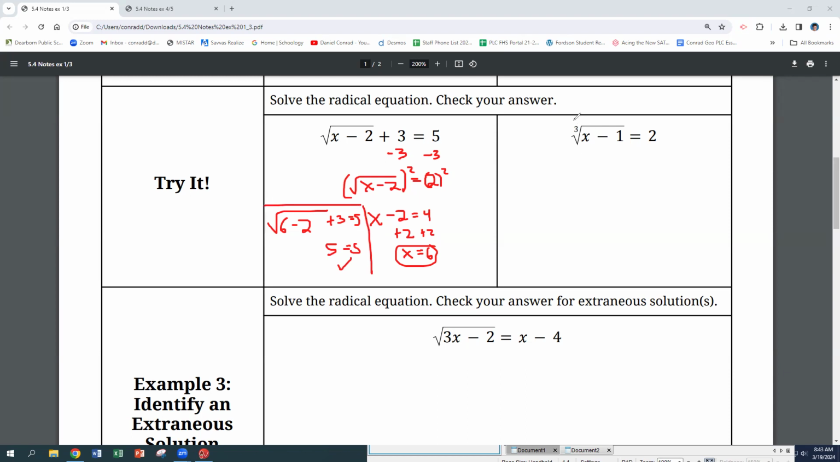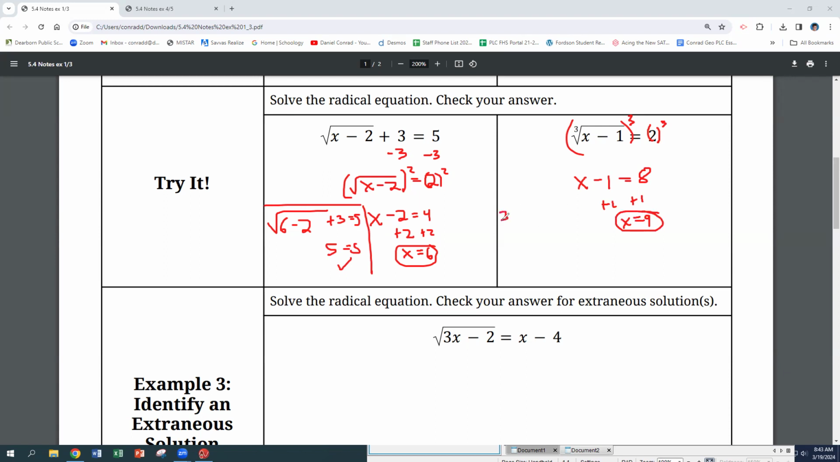Okay. Over here, I'm going to cube both sides, to the third power on both sides. That's going to be x minus 1 equals 2 to the third, which is 8. I'm going to add 1 to both sides. So I get x equals 9.